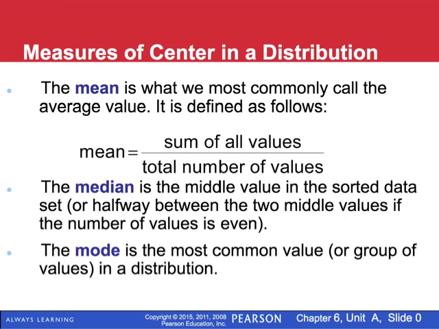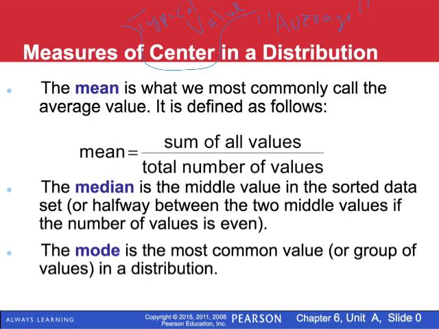Now, how can we measure the center of a distribution? So this term right here, center, what do we mean by that? Think of center as meaning a typical value. So when we talk about the center of a distribution, what we mean is, what's a typical value for the distribution? Another way that we say that, colloquially, is the word average. Okay, so the average of something is a measure of center or a typical value.